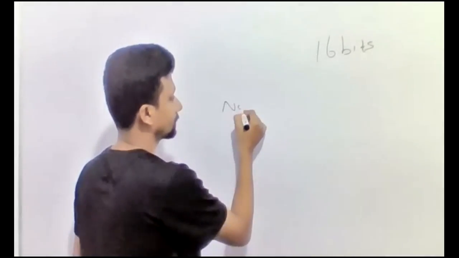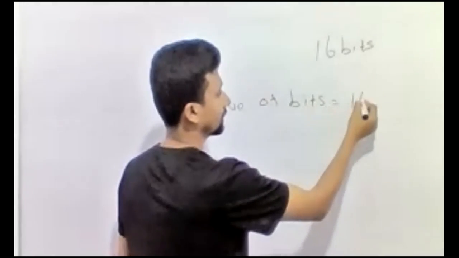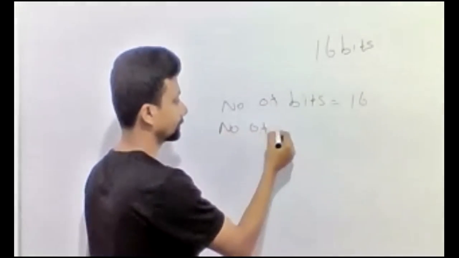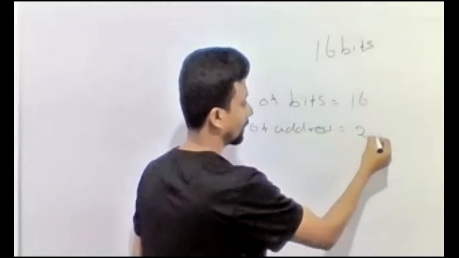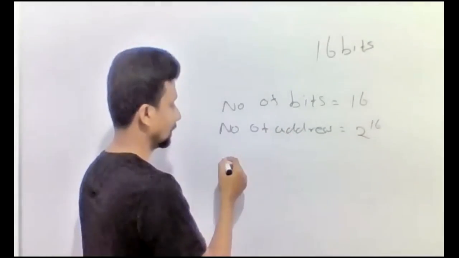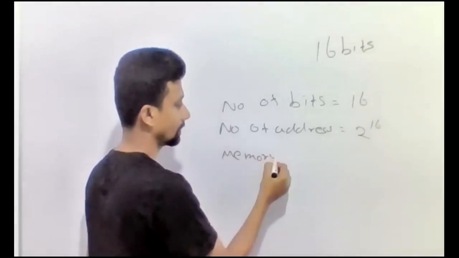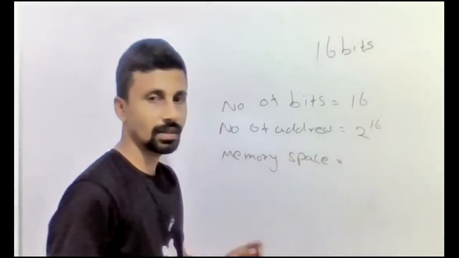Number of bits equals 16, right? Then the number of addresses that we can create is 2 to the power 16. So that is the memory space that can be accessed. Now in the question they have mentioned byte addressable.